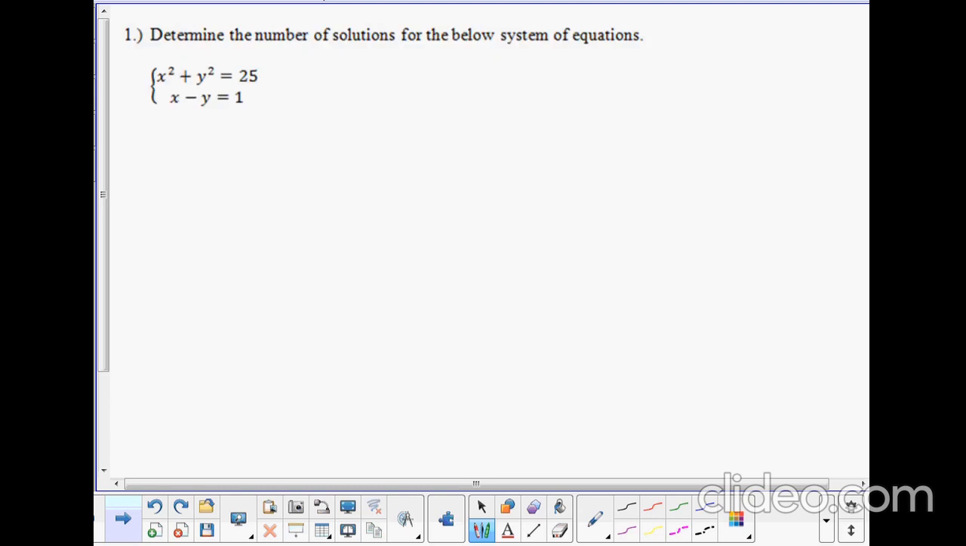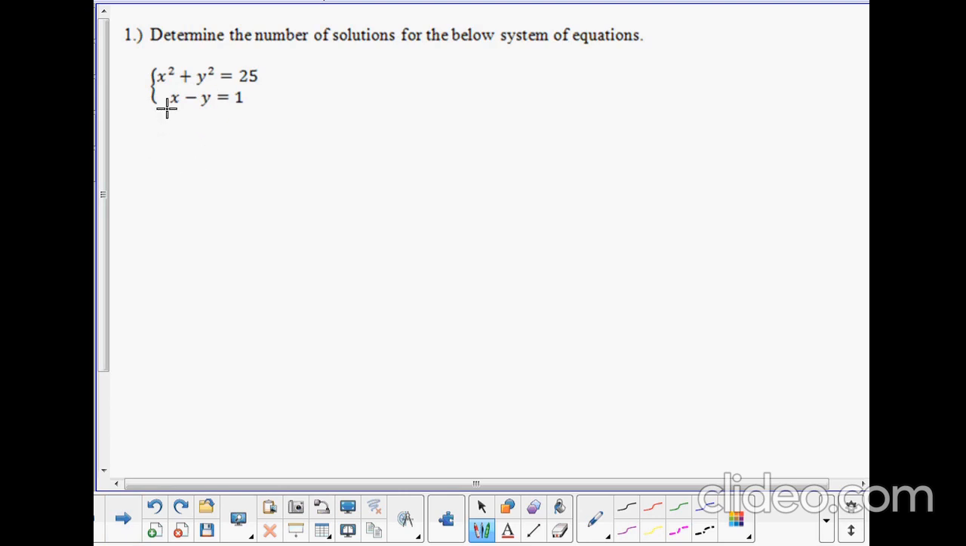So in problem number 1, here's an example where we have two systems of equations, and it says determine the number of solutions for the below system. So what we're going to do is we're going to use the graphing calculator to help us graph. Now, some of you may be able to sketch out a coordinate plane and graph x squared plus y squared equal to 25. It'd be a circle centered at 0, 0 with a radius of 5.